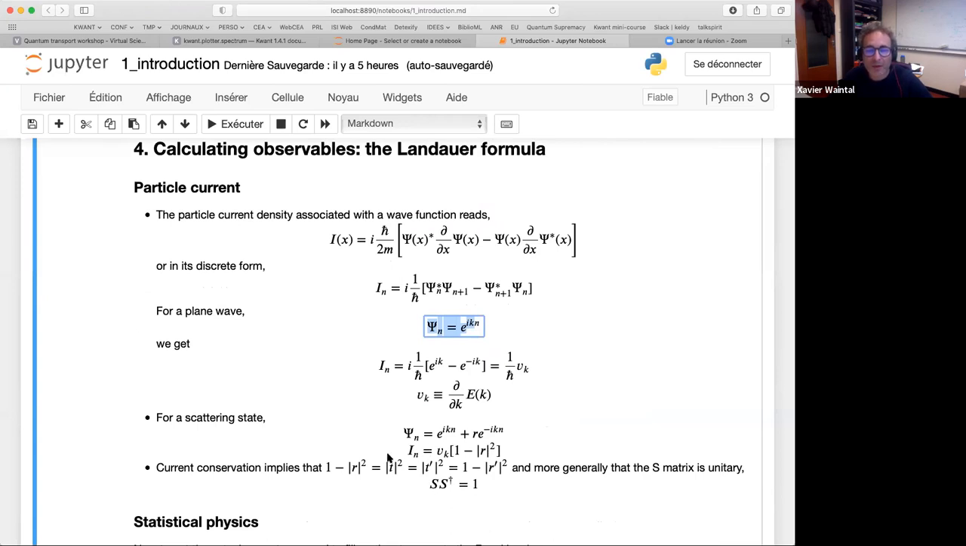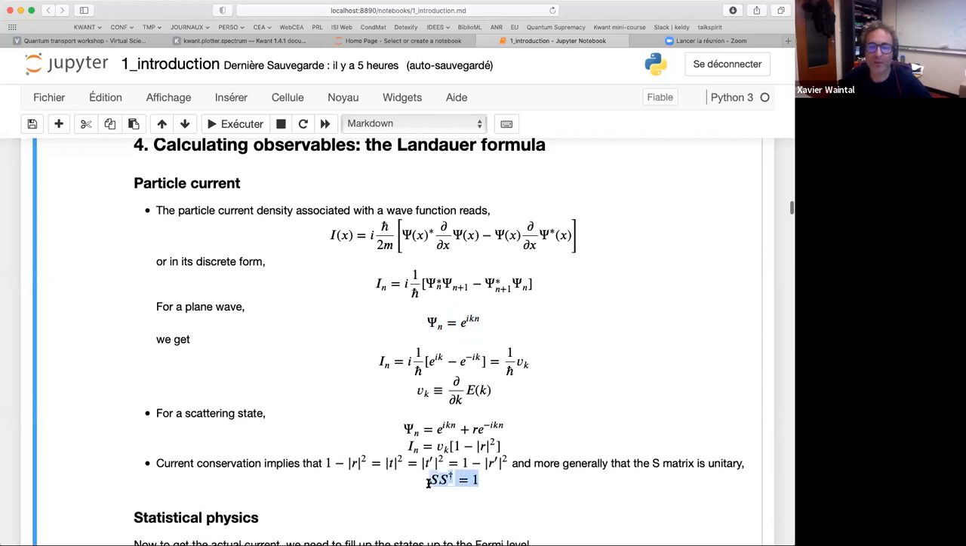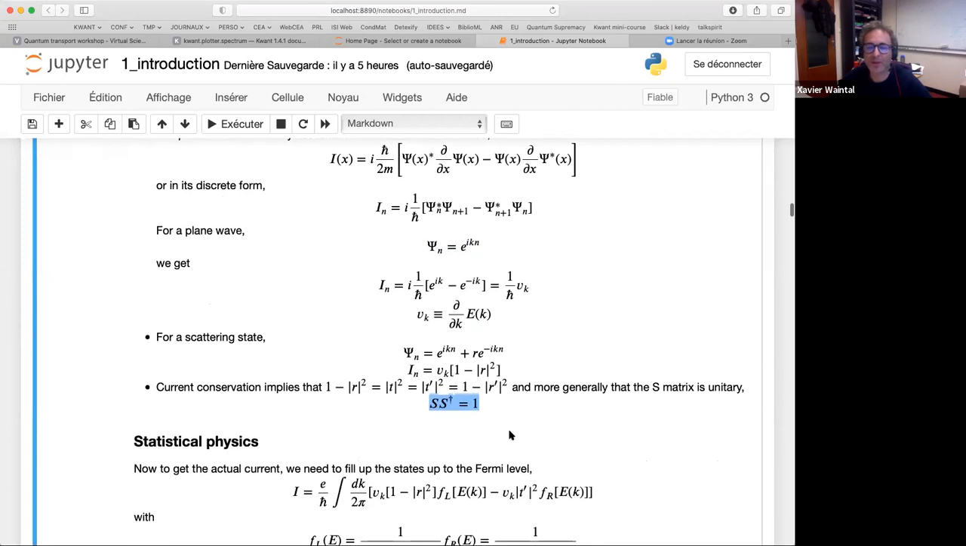And by the way, let me note that since current is conserved, this current is the same everywhere, wherever you compute it in the line. That means that actually 1 minus r square is equal to t square, so that's current conservation. And it means for this matrix S, for the scattering matrix, that this matrix S is unitary because it conserves the total current. S dagger S is equal to 1, and that's a general property which is always true for any scattering matrix.